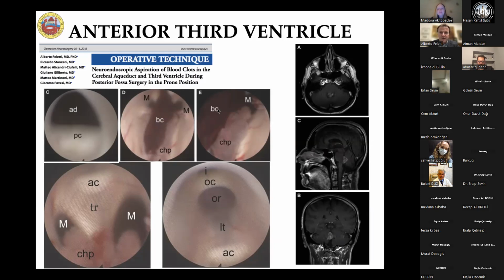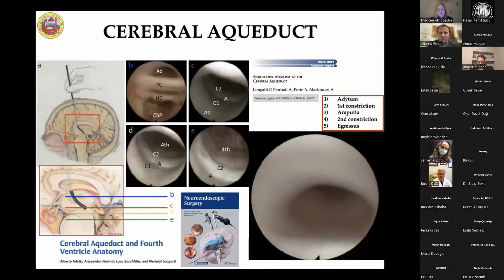I removed them, just aspirating them, and this gave me the possibility to inspect the third ventricle, the anterior part of the third ventricle, from a very unusual position, with a clear view of the two Monro foramina, the anterior commissure, and the triangular recess.